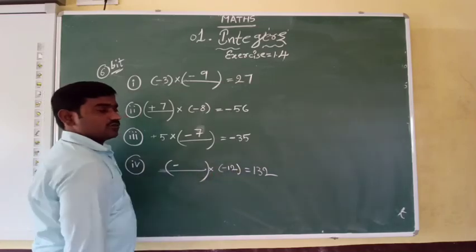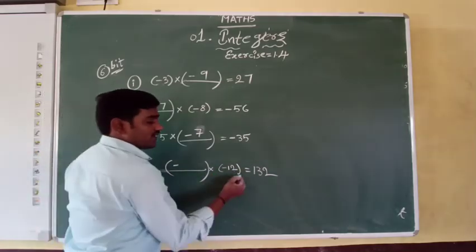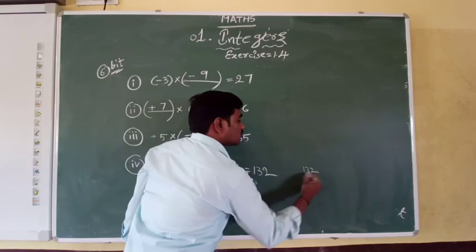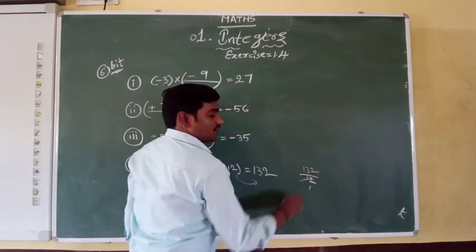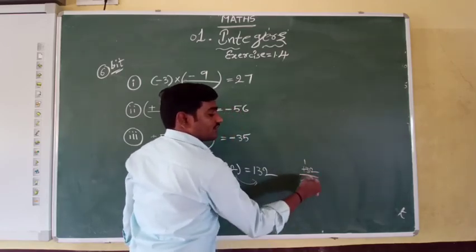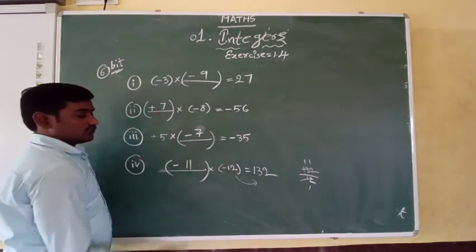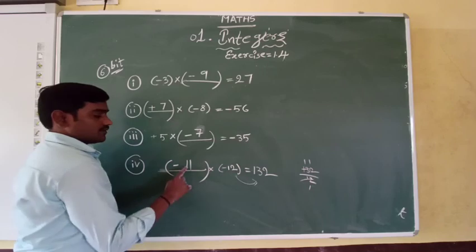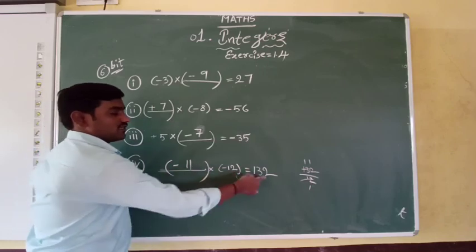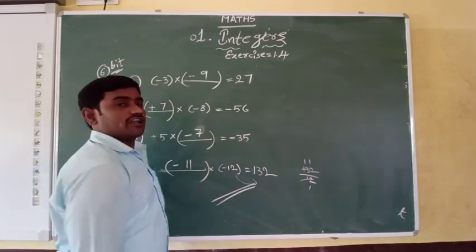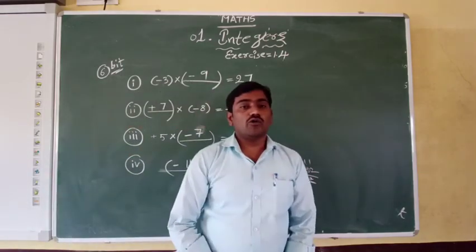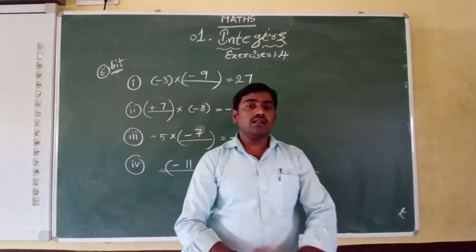12 how many are 132? Simple. If you don't know, you transfer this side and divide: 132 by 12. 12 ones are 12. 1 left, that becomes again 12 and we get 11. 12 into 11 is 132. Minus into minus is plus. 11 into 12, or 12 into 11, is 132. In this way, we can complete this exercise. I hope you understand. Thank you for watching.